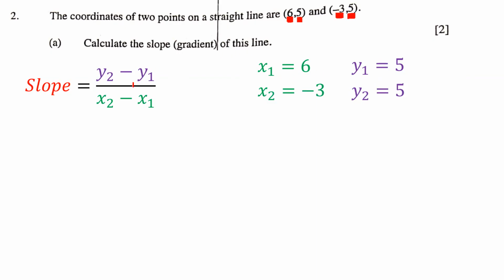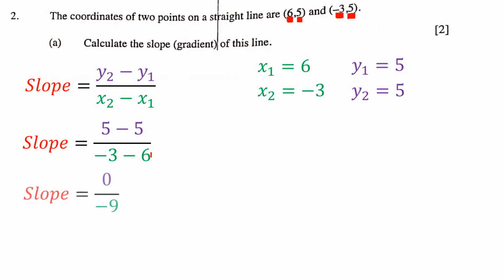So let's plug our values into our equation. We know that y2 is 5 and y1 is 5. And we know that x2 is negative 3 and x1 is 6. So it's going to be 5 minus 5 divided by negative 3 minus 6. What is 5 minus 5? 5 minus 5 is 0. And negative 3 minus 6 is going to be negative 9. And if we divide 0 by negative 9, the answer is 0. So that means that our slope is 0.